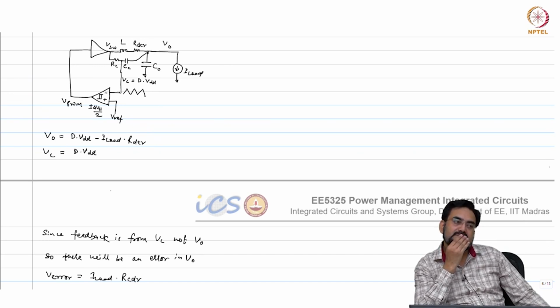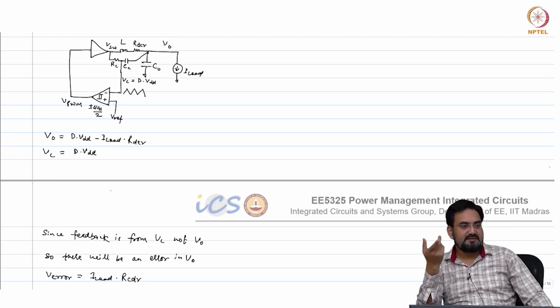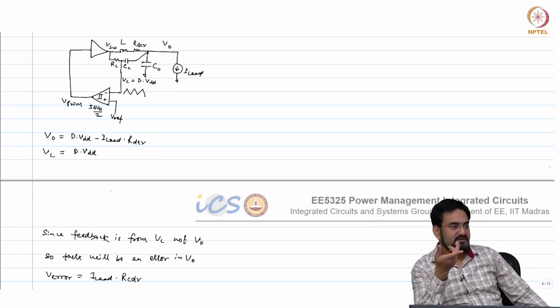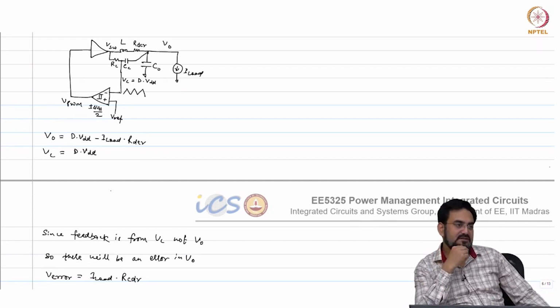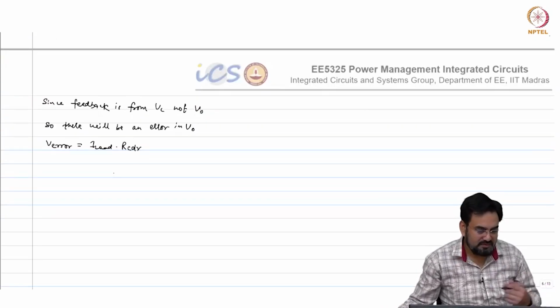Difference voltage between this VC and V out. If you take the difference, what is the difference between VC and V out? If you take that difference and adjust your Vref accordingly, then this will work.